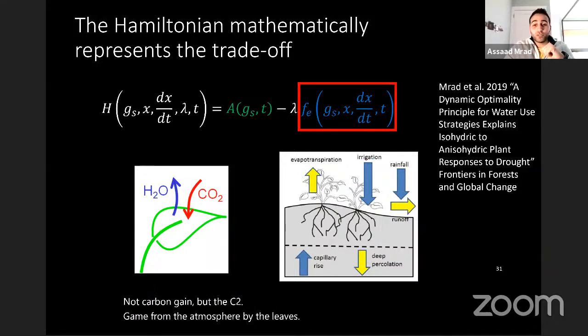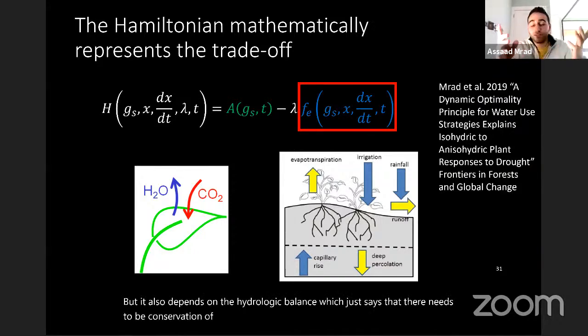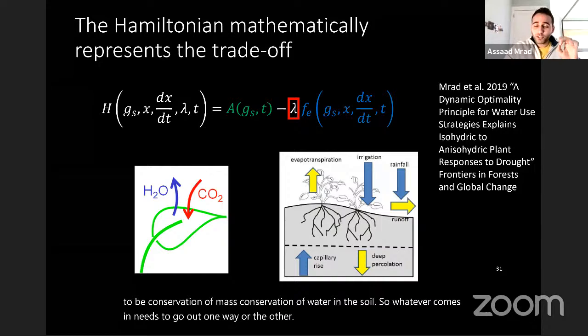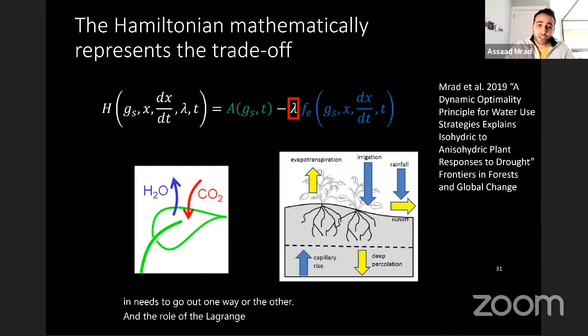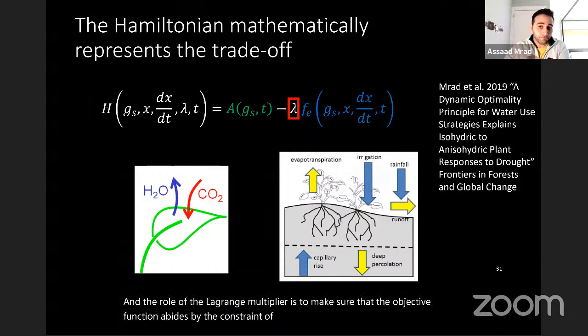The Hamiltonian is dependent on the carbon gain with time, not carbon gain, but the CO2 gain from the atmosphere by the leaves. But it also depends on the hydrologic balance, which just says that there needs to be conservation of mass, conservation of water in the soil. So whatever comes in needs to go out one way or the other. And the role of the Lagrange multiplier is to make sure that the objective function abides by the constraint of hydrologic balance.